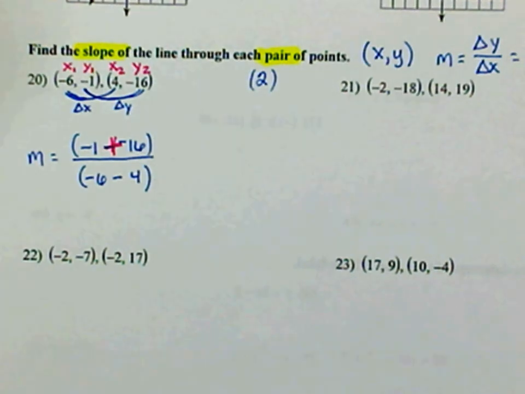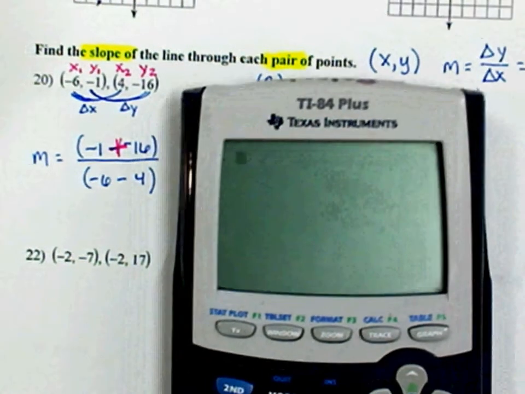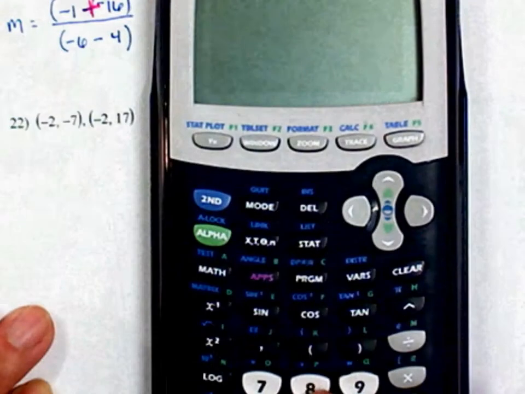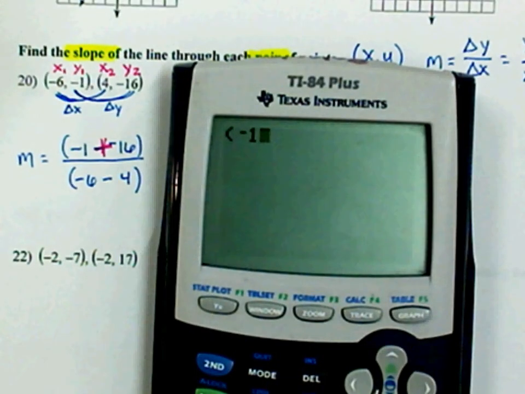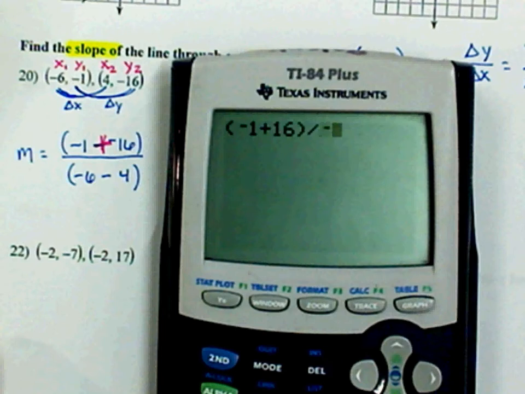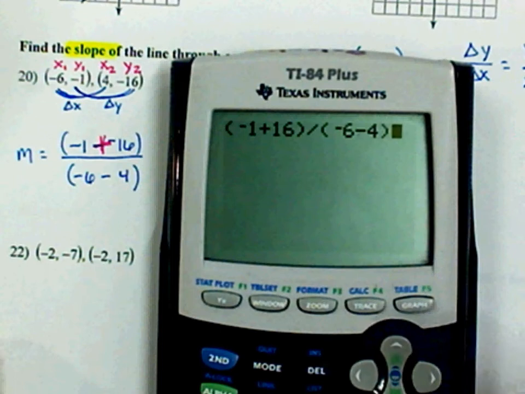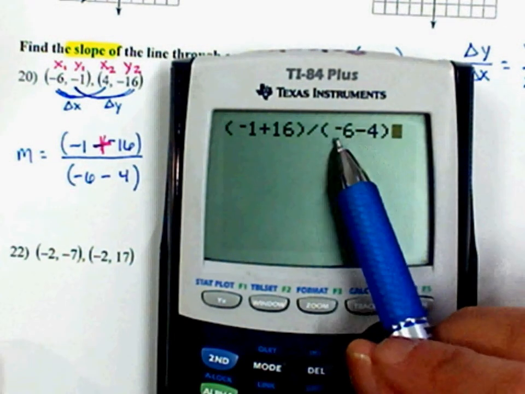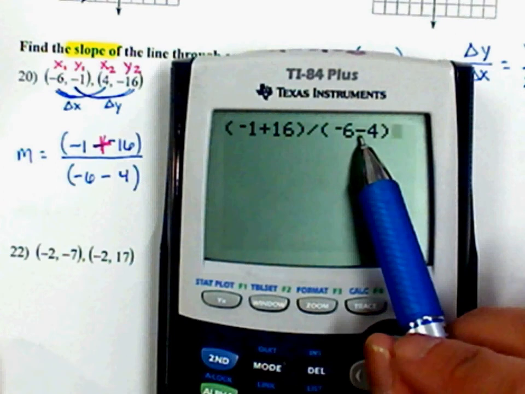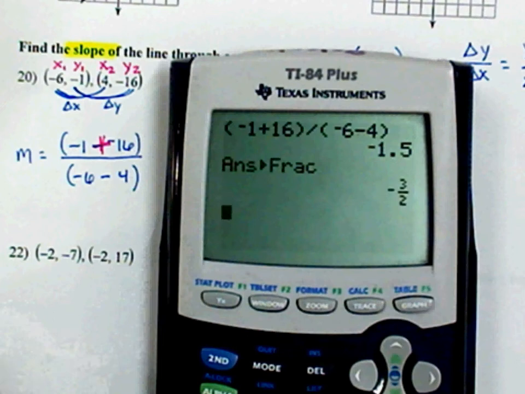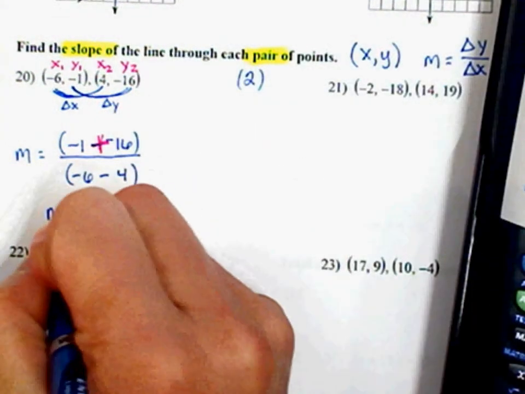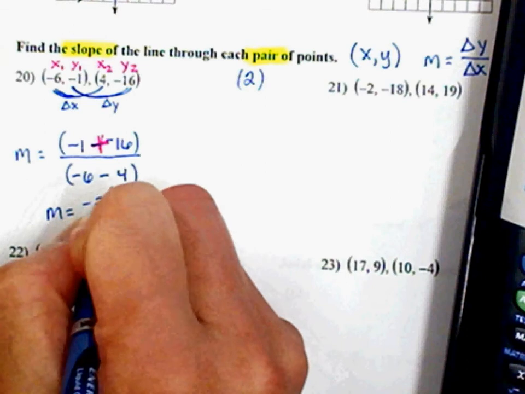You ready? Here we go. Let me clear my calculator so you can kind of see. Parentheses, parentheses right above number 8. Okay? -1, not minus, -1 plus 16 in parentheses, divide. Parentheses, -6 minus 4. Notice the minus is longer than the negative. Minus is longer, bigger than the negative. Push enter, gives you a decimal. Math, enter, enter. Give it to me in fractions. Okay? So your M is -3/2.